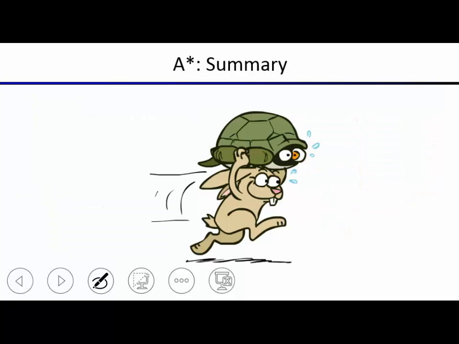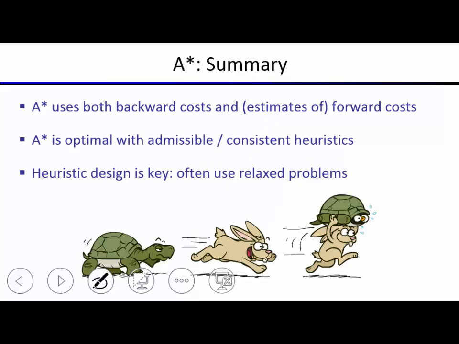Okay, so what's the summary? We looked at A star, where we tried essentially to combine forward and backward costs in the right way. Depending on the kind of search algorithm we run, admissibility or consistency is required for optimality. The heuristic design tends to be key, and a lot of your time spent in project one will be to come up with good heuristic values or heuristic functions. So thinking of relaxed problems is a really good thing to keep in mind.